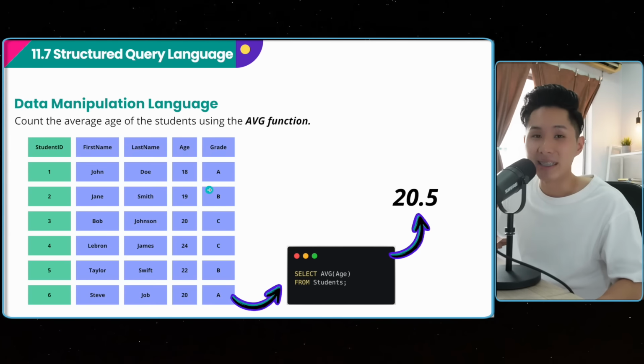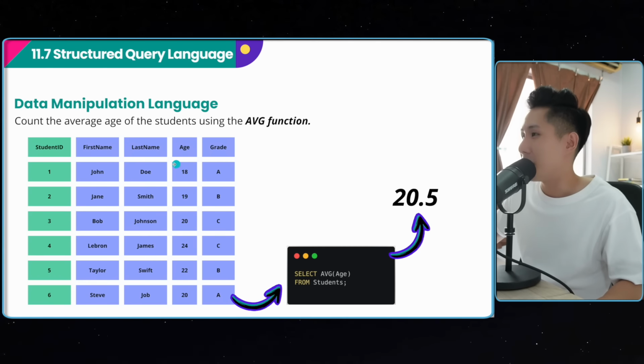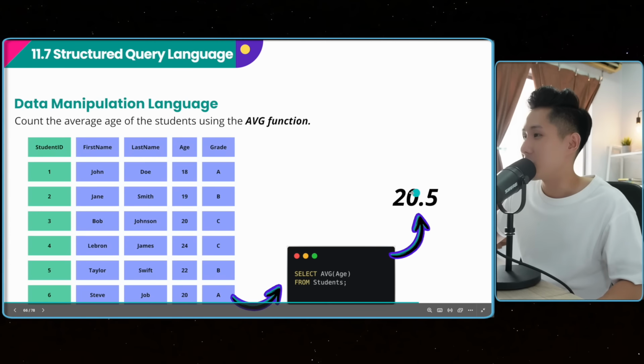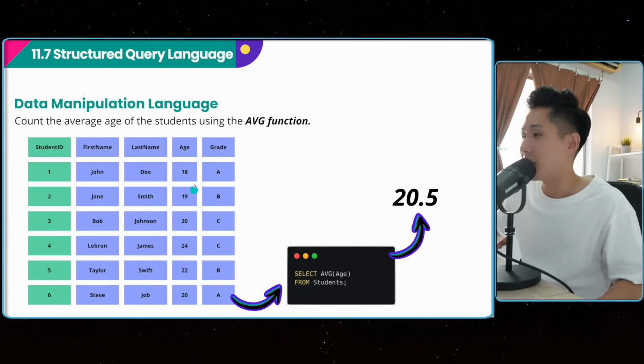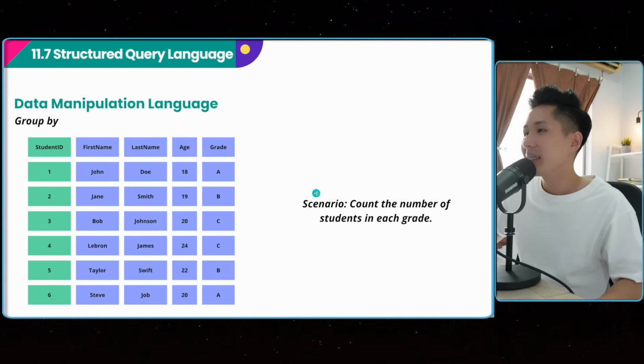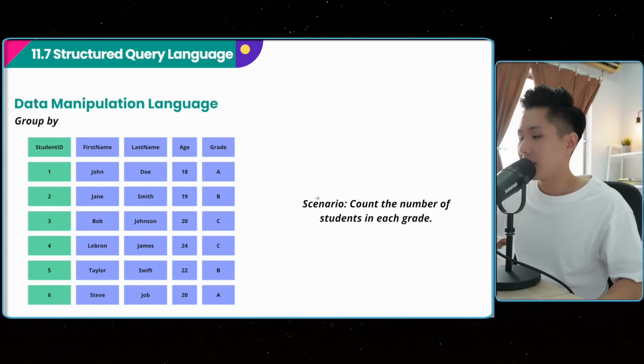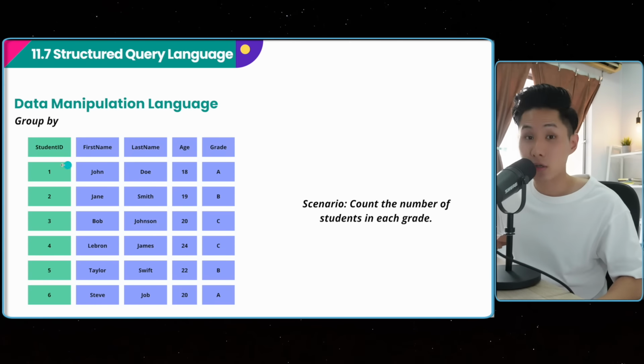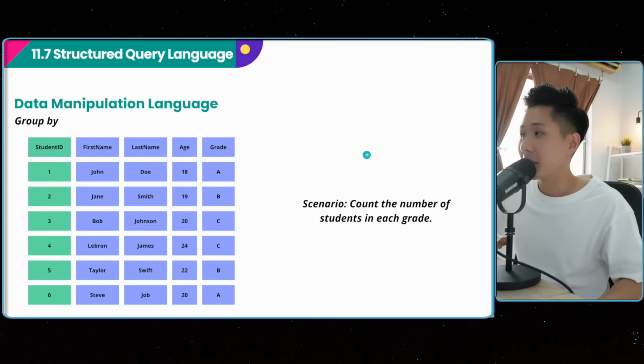And average is the same. Instead of giving you the sum or the count, it just sums them all up and then gives you the average. So if you add all the ages up, you will get 20.5, which is exactly what the AVG function does. So the next command that I want to show you is the group by command. It's a little complicated, so I've prepared a visualization for you to see.